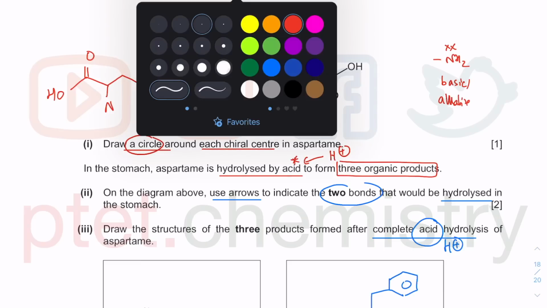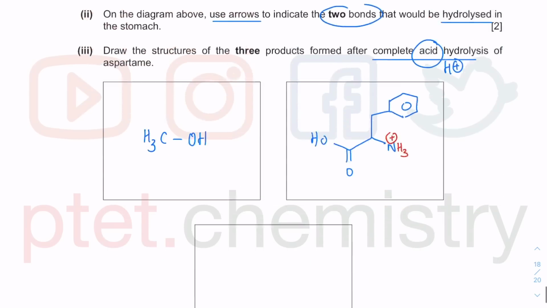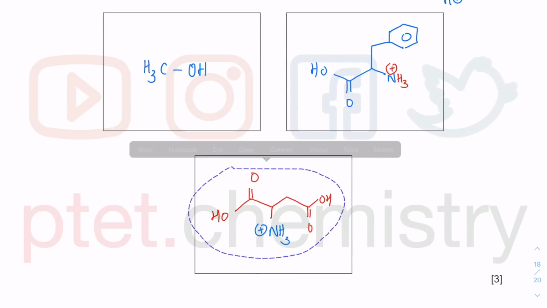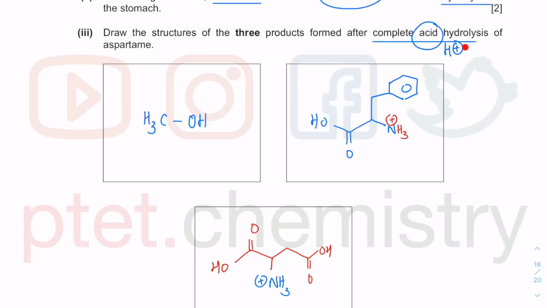So I'm just going to show that the amine is going to protonate. So there's NH3 plus. So that thing is going to protonate as well. And that thing, when you form the amine, is going to protonate like that. So I'm just going to copy paste that onto the space given. And those 3 are the organic products that we will expect to get after complete acid hydrolysis.